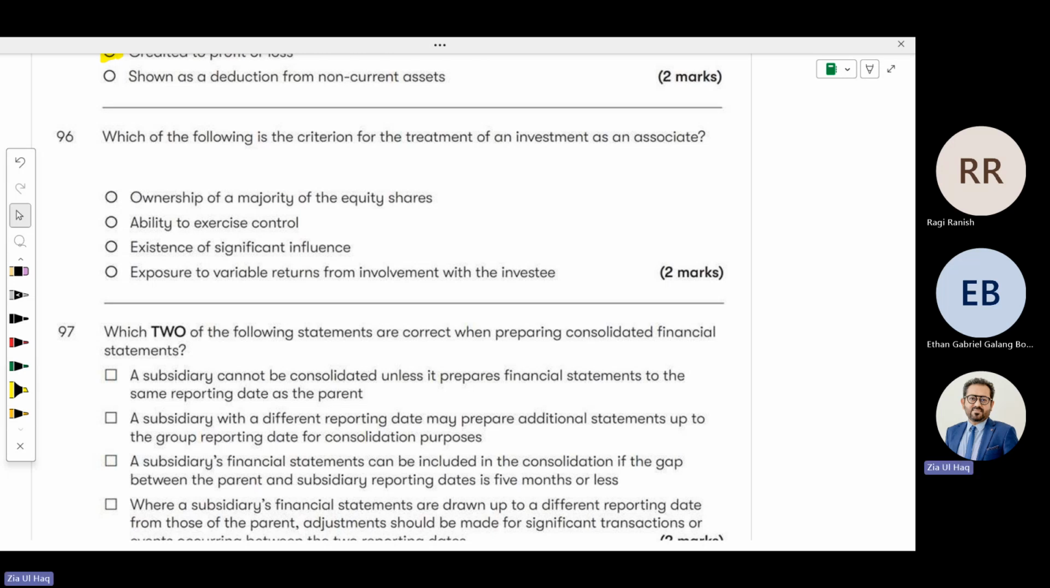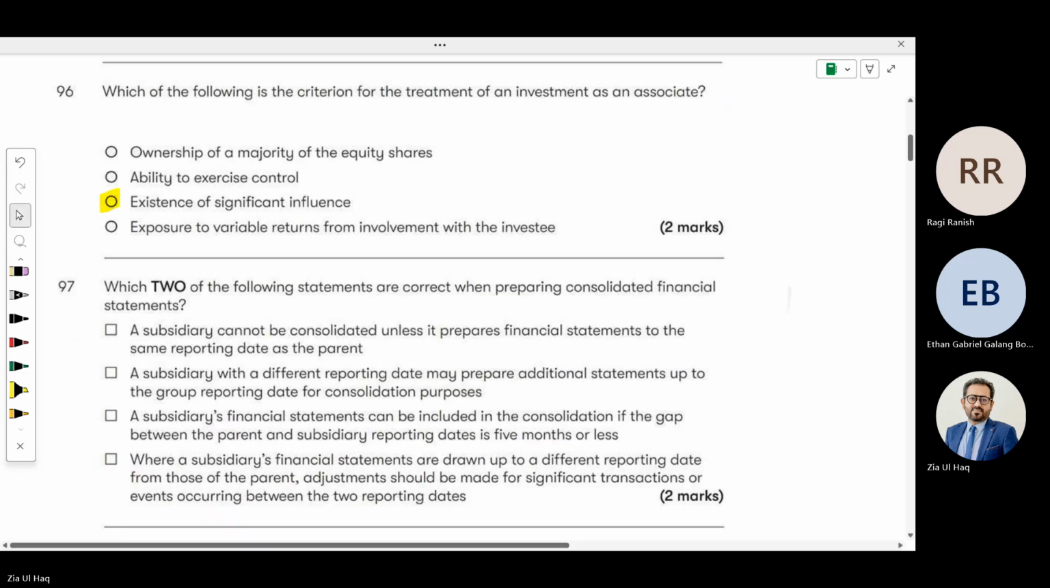Associate. If your holding is above 50%, that is subsidiary. If your holding is below 50 but above 20, as well as you are having significant influence on the investee company. Significant influence means you are involved in the decision making of investee company. Then you will record as associate. If you are not involved in decision making, just having holding above 20%, that will not be an associate. Main thing is significant influence. So option C. You are saying C, okay, C. 97, please.